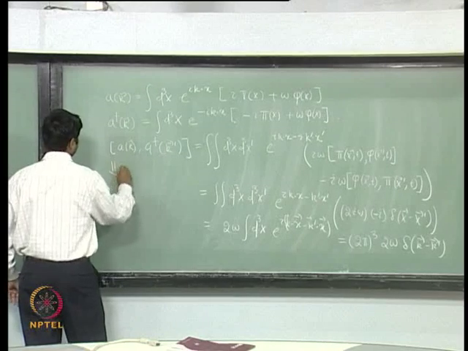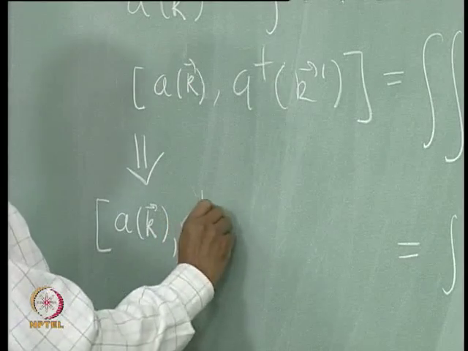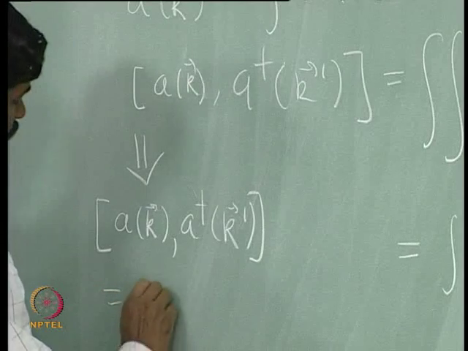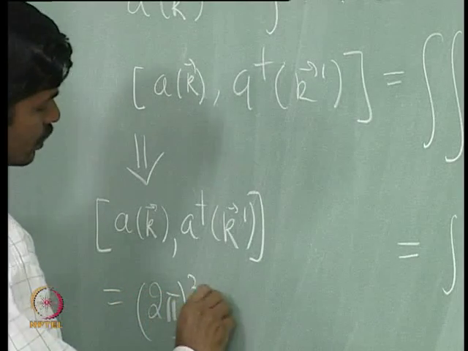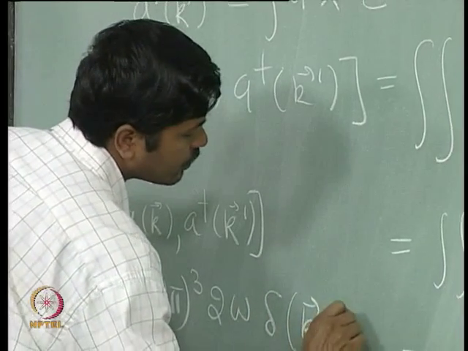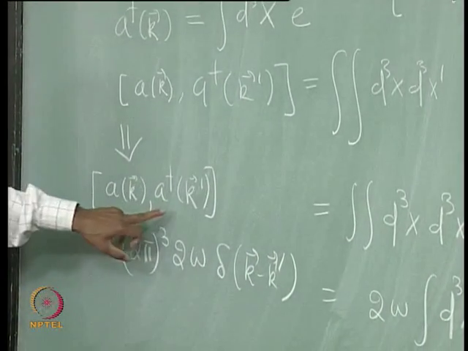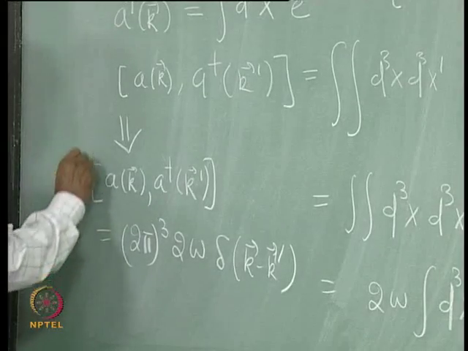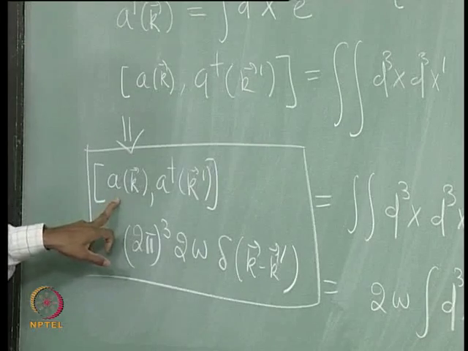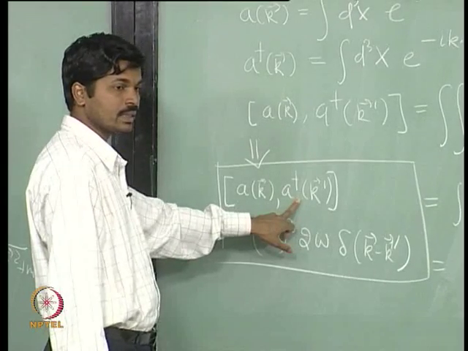So, what we have seen is, if we evaluate this commutator here, we get (2 pi) cube. This implies the commutator of a_k and a dagger k prime is equal to (2 pi) cube 2 omega delta(k minus k prime). You can do similar calculation to show that the commutator involving two a's or the commutator involving two a daggers actually vanish.